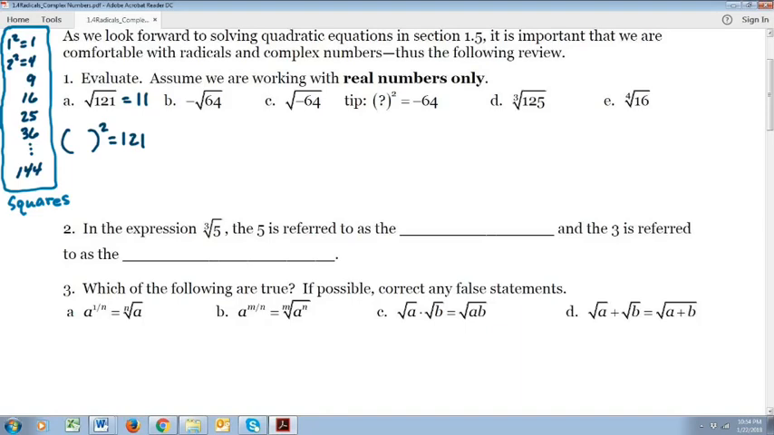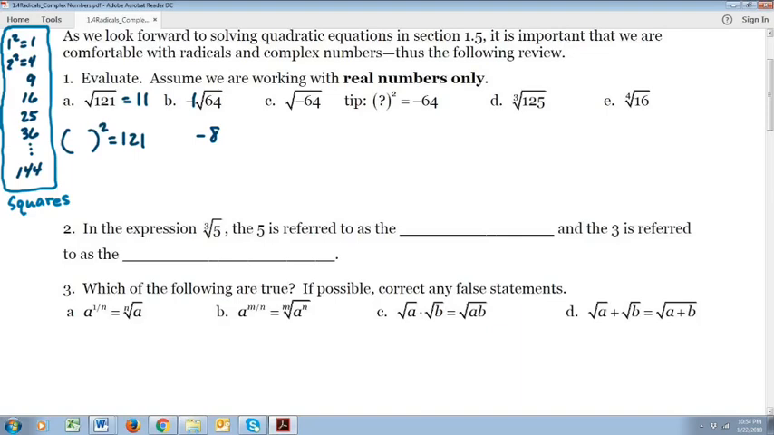So on letter B, the square root of 64 we know is 8. And we can put a little 1 out in front there. It's really negative 1 times the square root of 64. That's what this expression means. And so we get negative 8. So notice you take the square root of 64 first, and then multiply by negative 1.